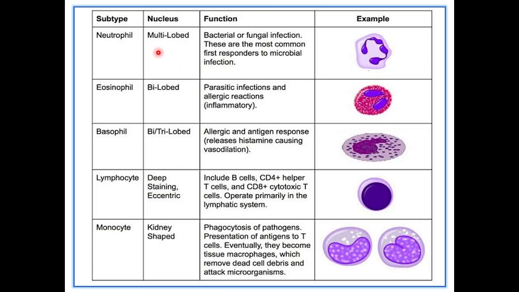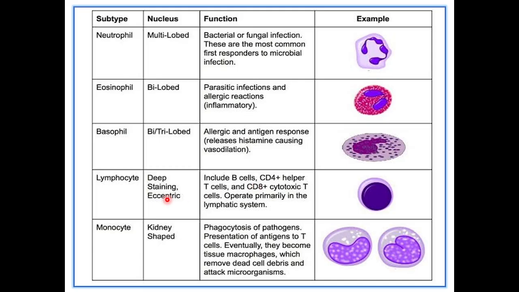Now let's see their function. So the neutrophils have a multilobed nucleus, and they help in bacterial and fungal infection. These are the most common first responders to microbial infection. Eosinophils have a bilobed nucleus, and they help in parasitic infection and allergic reaction. Basophils contain a bi- or trilobed nucleus. They play a role in allergic and antigen response.